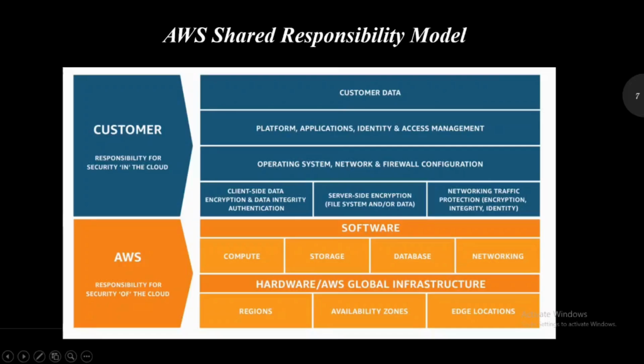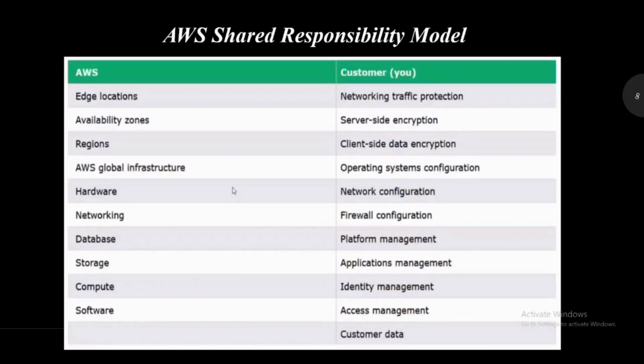Network traffic protection. Customers should use secure protocols like HTTPS or TLS to encrypt data in transit between their applications and AWS services. This protects data from eavesdropping and man-in-the-middle attacks. So this is the same as the above mentioned responsibilities. On the left hand side you can see the responsibilities for AWS, and on the right hand side the responsibilities the customer should take.